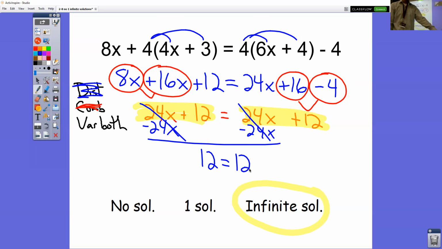So again, when you go to solve these equations, you still have to follow that order. You have to do distributive property first, then combining like terms, then variables on both sides. Once you get down and solve it, if you get x equals a number, that's one solution. Doesn't matter what number it is. If all the letters cancel out and you get the same number on both sides, that is infinite solutions. If all the letters cancel out and you get different numbers on both sides, that is no solution.